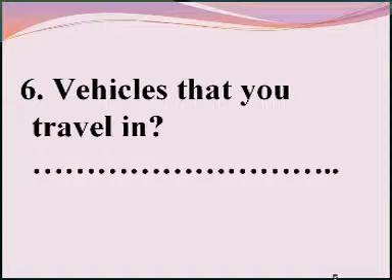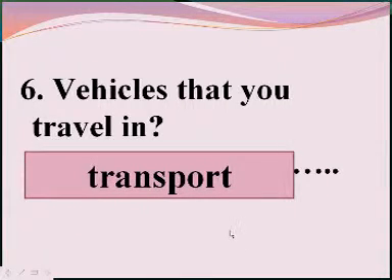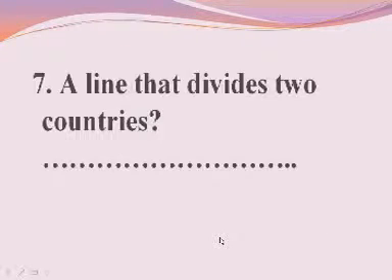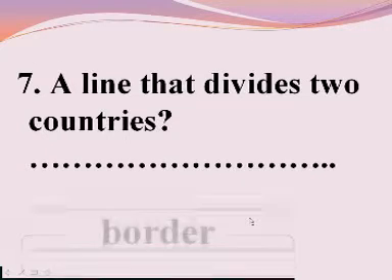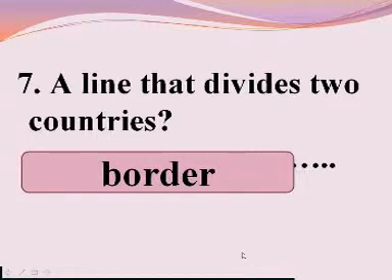Vehicles that you travel in. Vehicles, of course, is a general word referring to cars, lorries, all kinds of vehicles that you travel in. And what are the things we use for traveling? Transport. We could use the word transport or transport methods, or transport means. A line that divides two countries. That word is not new, we studied it last time. It's border.